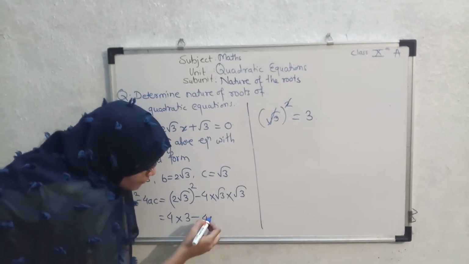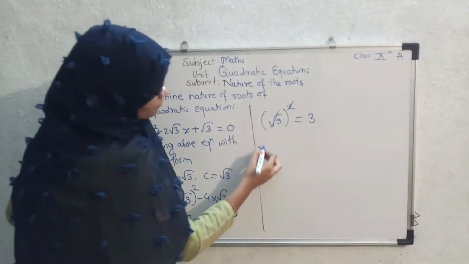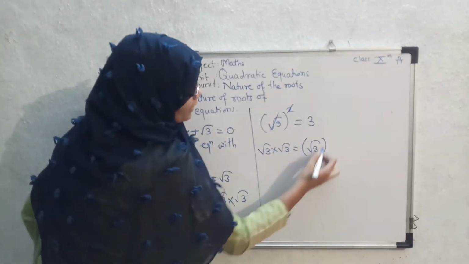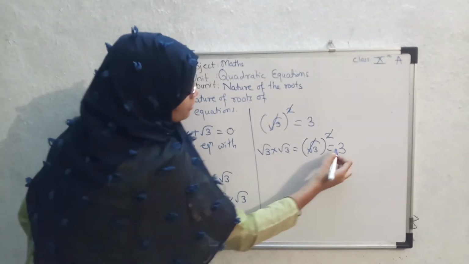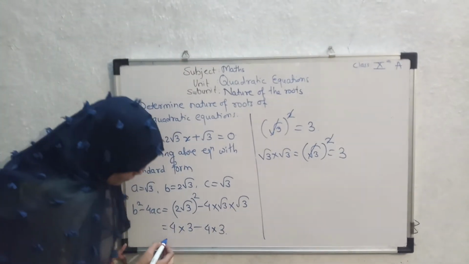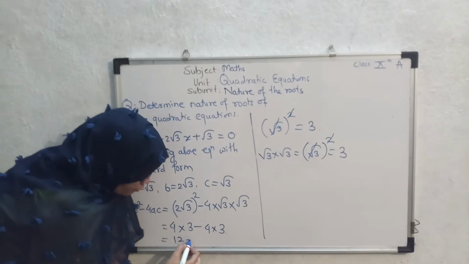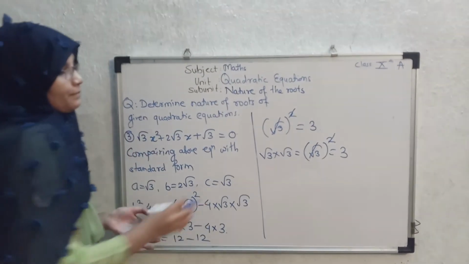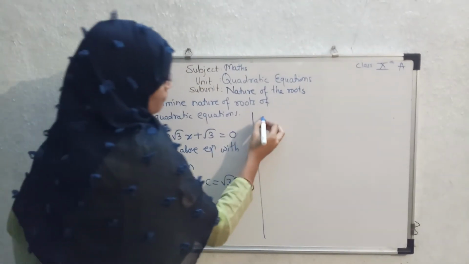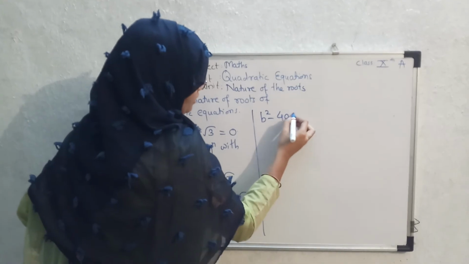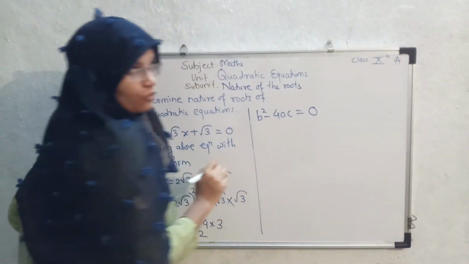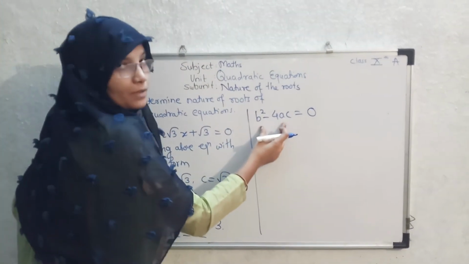Root 3 into root 3. Root 3 square, square root cancels. We got 3. Therefore root 3 into root 3 is 3. 4 into 3 is 12. 4 3s are 12 minus 4 3s are 12. Therefore the value of B square minus 4AC is how much? It is 0. We got the value of discriminant is 0.